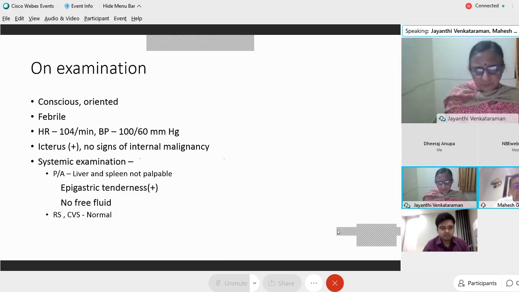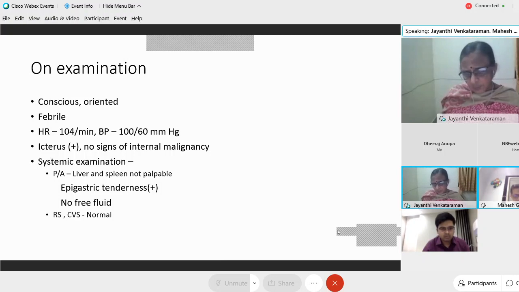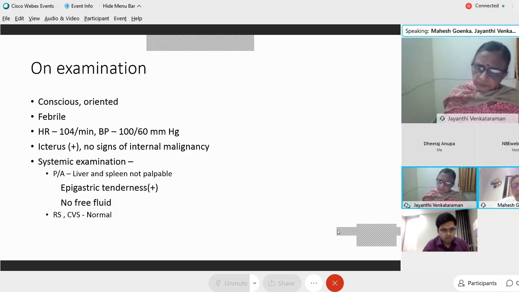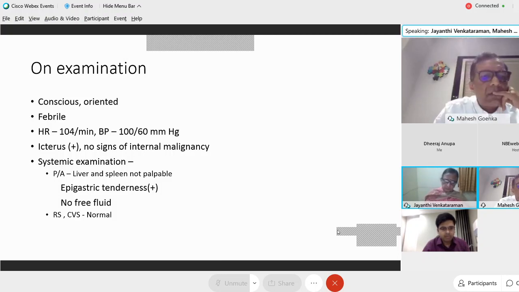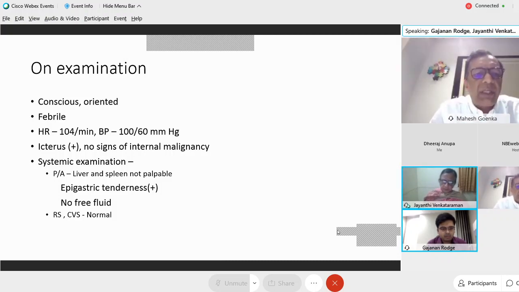So on examination, patient is oriented, febrile, heart rate is 104, patient was toxic, and liver and spleen were not palpable. She had epigastric tenderness, and cardiovascular and respiratory systems were normal. Only a laparoscopic scar was there. Okay. So what next do you want? So that's a part of cholangitis, possibly. Yes. So what next do you want?